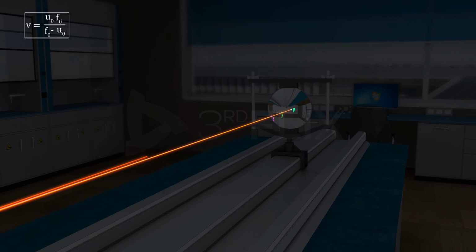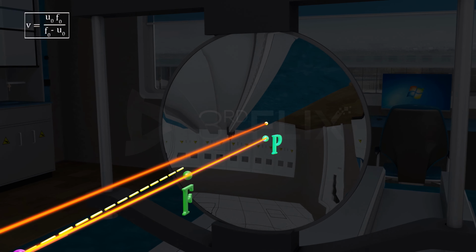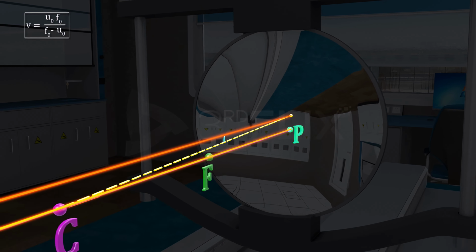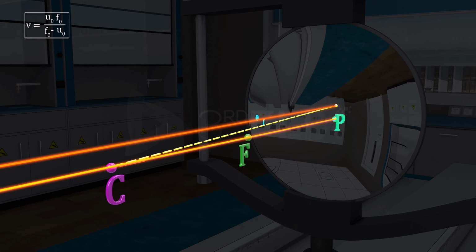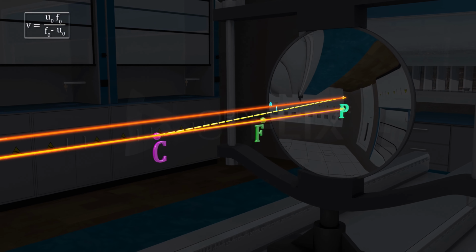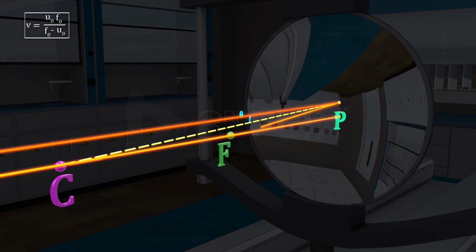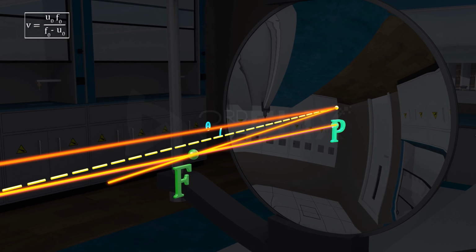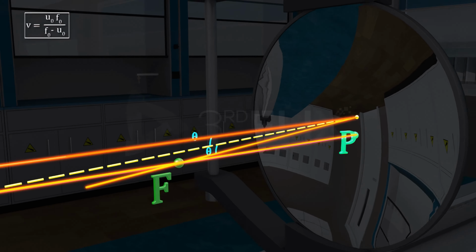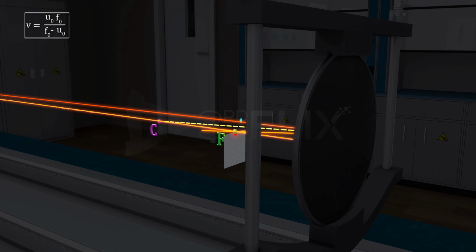Consider another paraxial ray that is incident on the mirror. As the object is very far from the mirror, the incident ray is almost parallel to the principal axis. This ray gets reflected and passes through the focal point. As the two rays meet at the focal point, the real image is formed at the focal point.